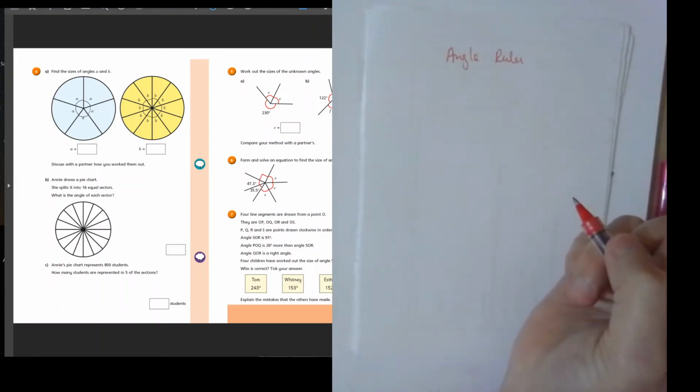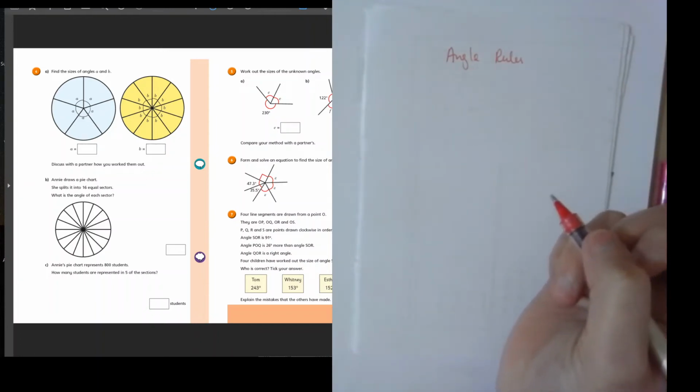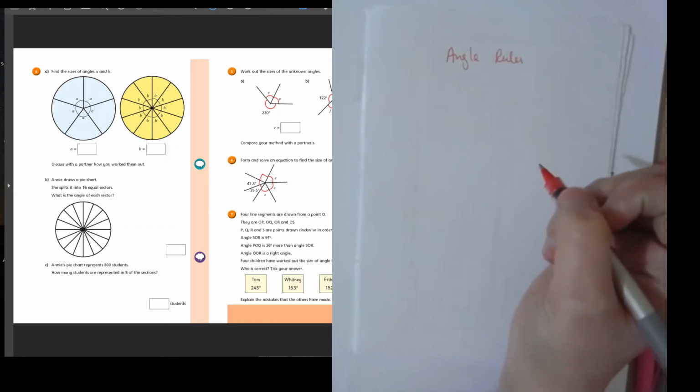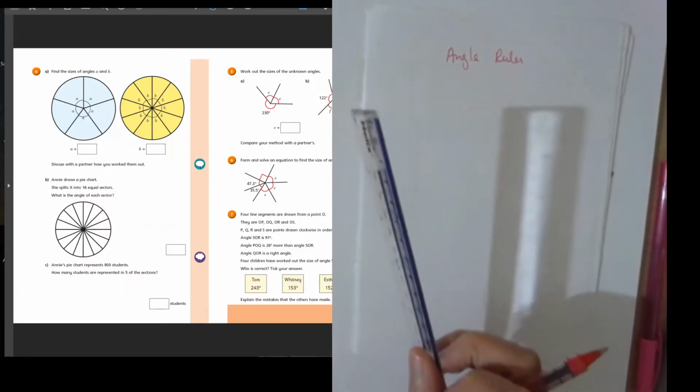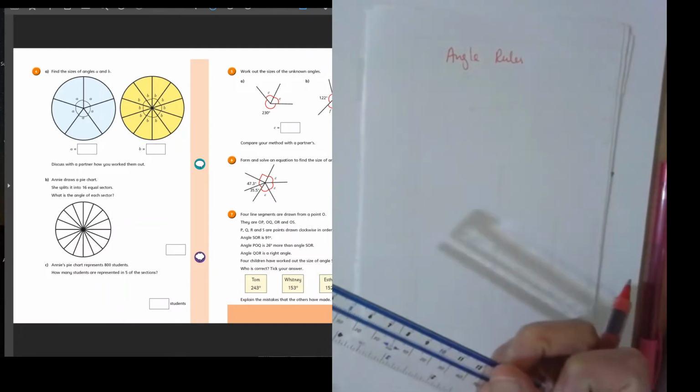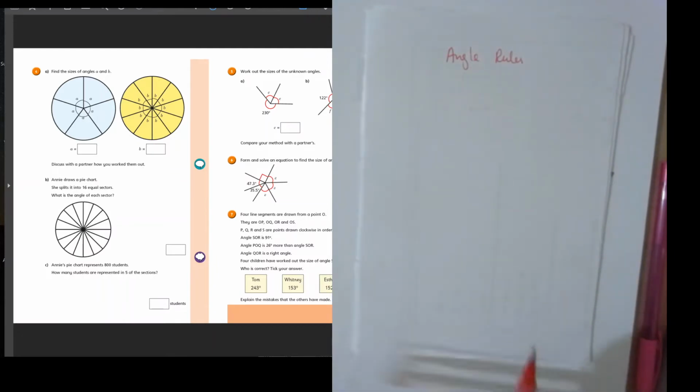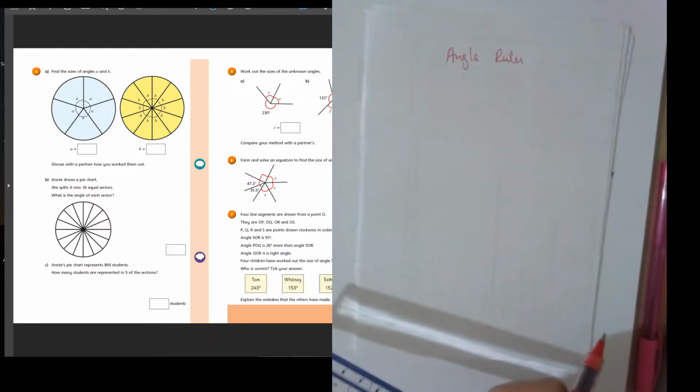Okay, hi guys. So we need to go over some angle rules. I know we kind of go through them all the time, so we're just going to formalize what we already know. I just want to briefly go over them so you're able to make a note about them, and then we can start using them within any angle work that we do.